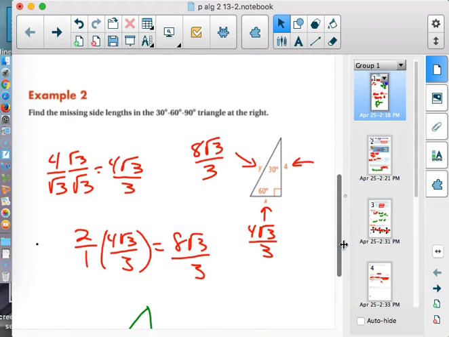Now in example 2, we go after the 30, 60, 90 triangle, and I believe this is where I remembered to hit record.